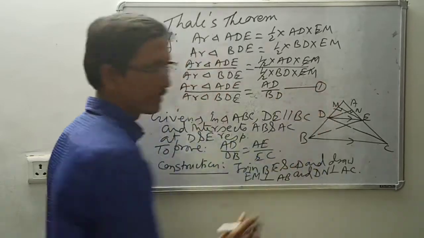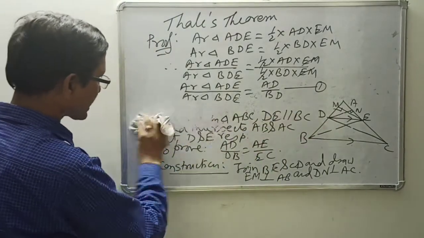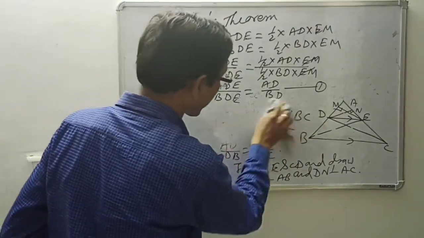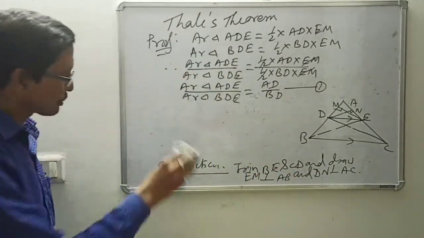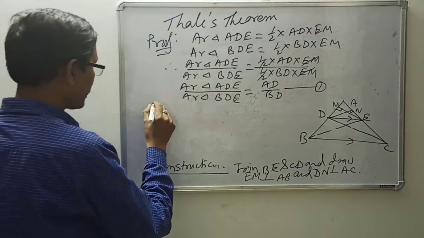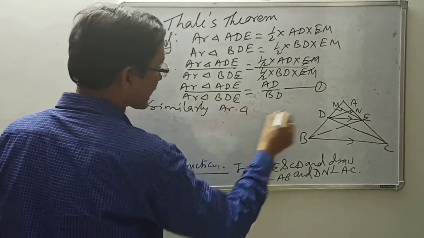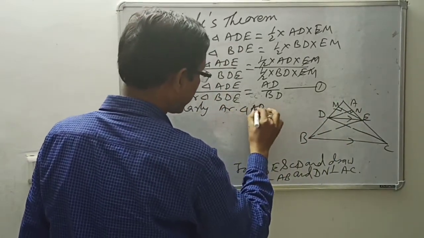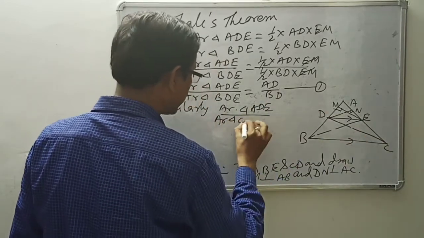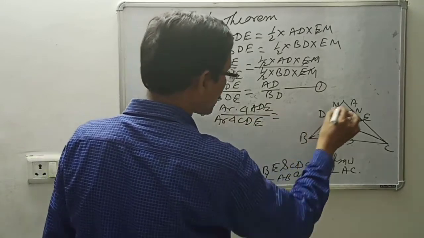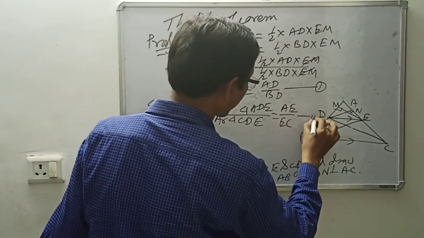That is number one. Similarly, on that side also, the same process will be followed. That's why we can write similarly. That repetition we are not doing; in geometry we will not follow that repetition. So similarly, area of the triangle ADE on that side by area of the triangle CDE on this side is equal to AE by EC. That's the second one.